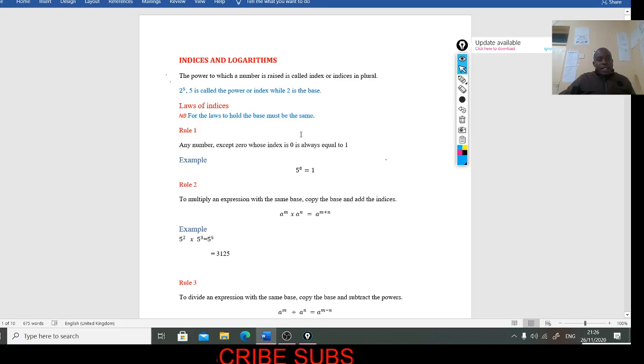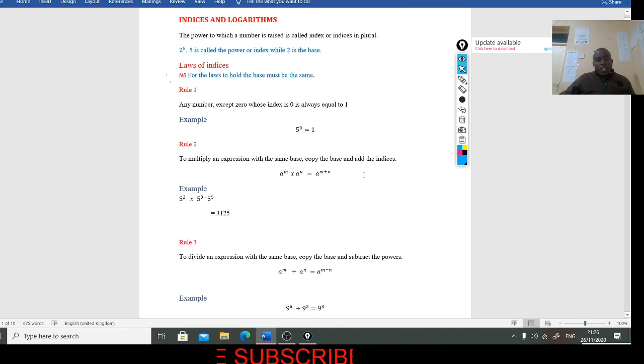Now, rule number 1 is that any number except 0, whose index is 0, is always equal to 1. That is, 0 power 0 is not 1, but 5 power 0 equals 1. X power of 0 equals 1. 1 million power of 0 is equal to 1. So any number raised to power of 0 is 1. That's rule number 1 of indices.